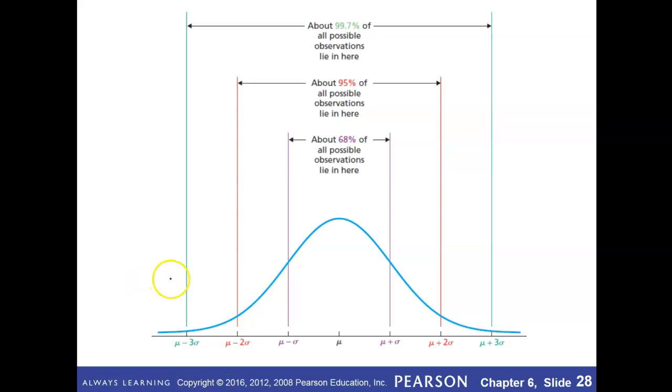So what that looks like is this right here. Within 1 standard deviation of the mean, we're at 68%. Within 2 standard deviations, we're at 95%. And within 3 standard deviations, we're at 99.7%.